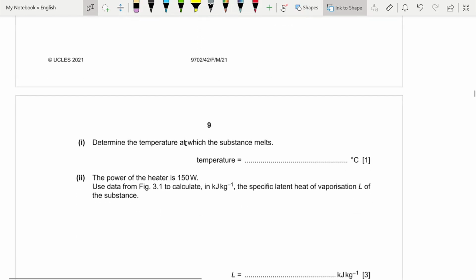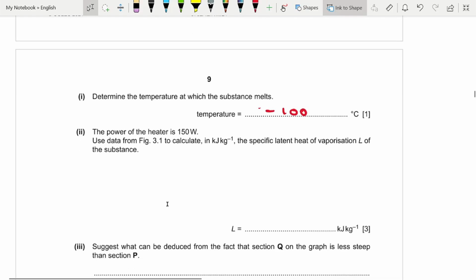So determine the temperature at which the substance melts. That's going to be negative 100 degrees Celsius, right? Negative 100 degrees Celsius. Very important for you to be thinking of that. The power of the heater is 150 watts. Using data from Fig 3.1, calculate in kilojoules per kg, pay very specific attention to units, the specific latent heat of vaporization of the substance.